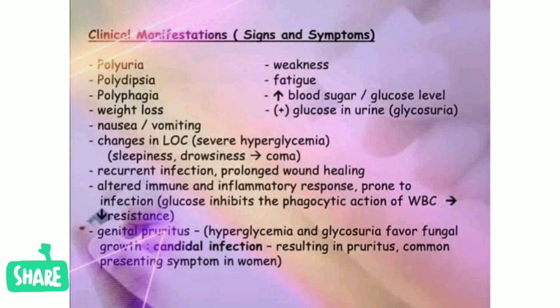Genital pruritus means hyperglycemia and glucosuria favor fungal growth in candidal infections, resulting in pruritus, a common presenting symptom in women. Then comes weakness, fatigue, and increased blood sugar or glucose level in the body, and glucose presence in urine means glucosuria. These are all signs and symptoms of diabetes mellitus.